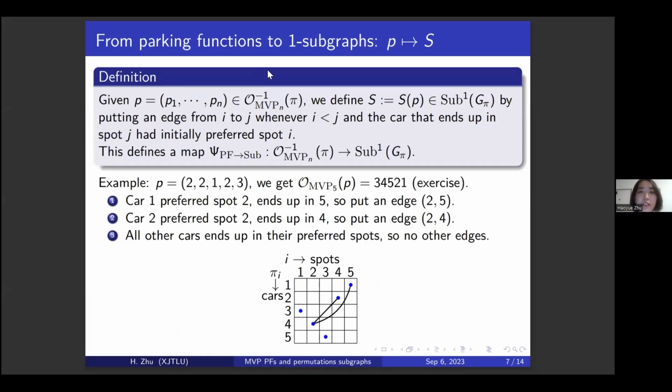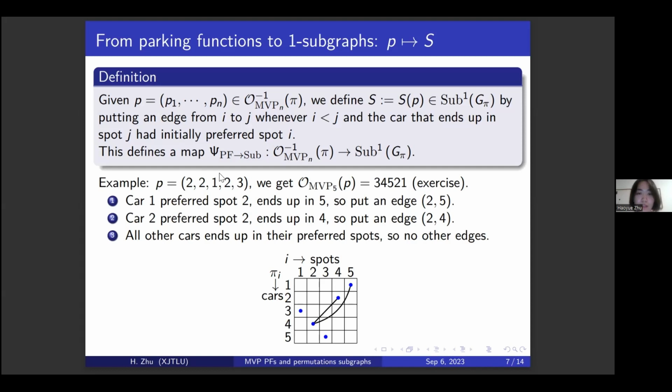Okay, so let's go to the relationship from parking function to the one subgraphs. If we already know the parking function p 1 to p n, how do we get the corresponding one subgraph? It's very easy. We can just collect all the edges from index i to j, if we find i is less than j, but the car with initial preference spot i finally ends up in spot j. For example, if we know p equals 2, 1, 2, 1, 3, after using MVP parking functions, we can get the corresponding outcome 3, 4, 5, 2, 1. This can be an exercise if you are interested.